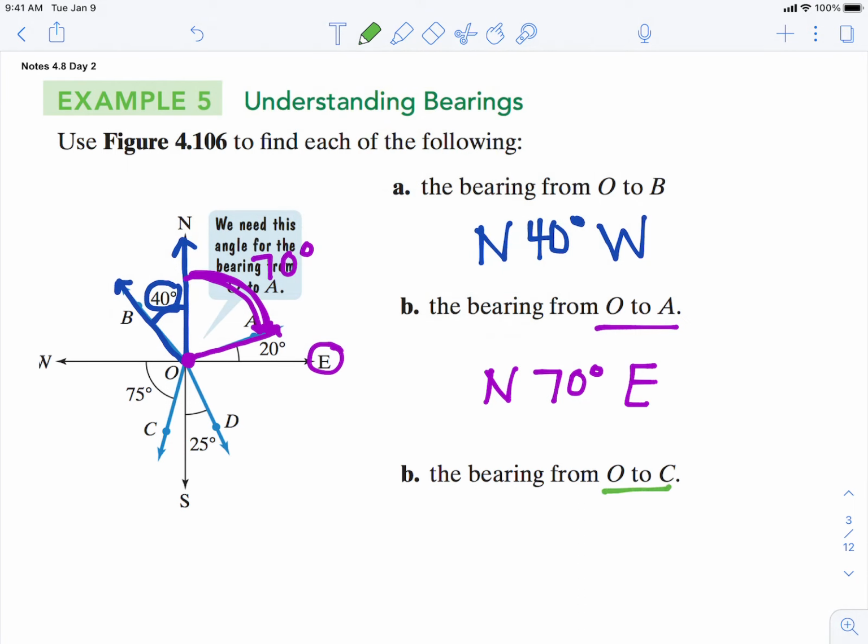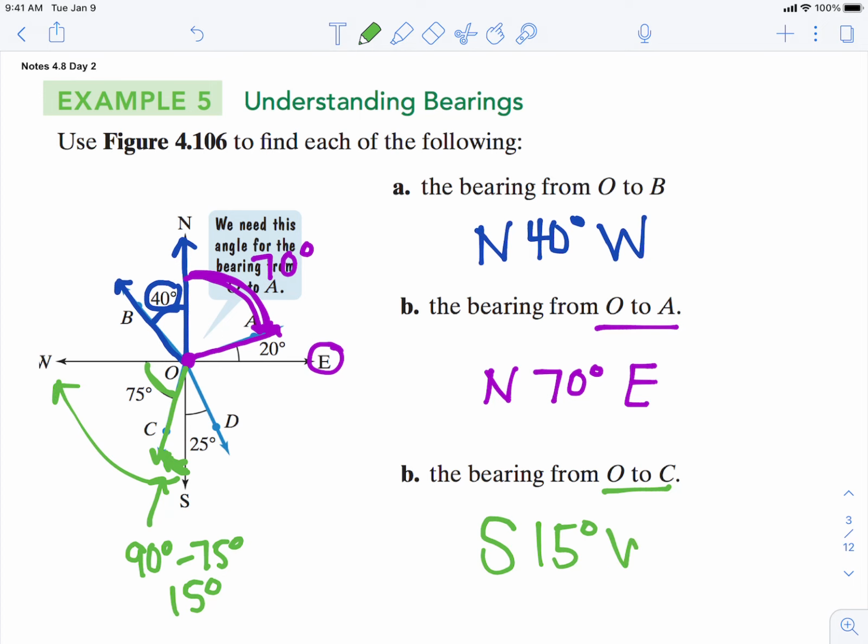All right, from O to C. So here's your ray. And you're going from the south. So what is this angle right here? Well, this is 75 degrees. So 90 degrees minus 75 would be 15 degrees. So you're heading from the south. This angle from the south is 15 degrees, and the direction you're going is west.